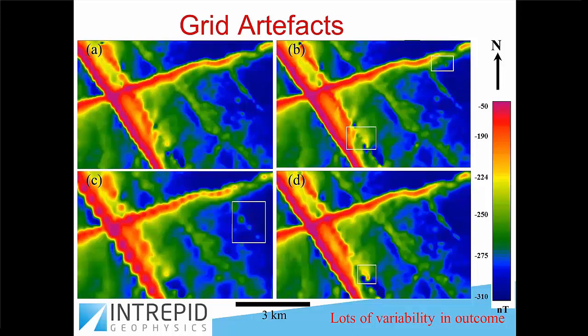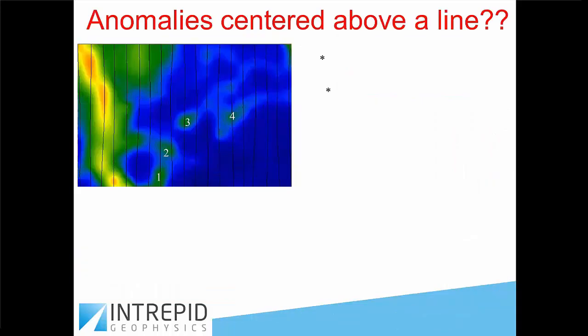You might end up drilling a target and it could end up in tears because there's nothing there. As it turns out, the anomaly is driven by a gridding artifact, not by the data. So back to my other point about anomalies being centered above a line. So for standard scalar gridding, we've listed some anomalies 1, 2, 3 and 4.